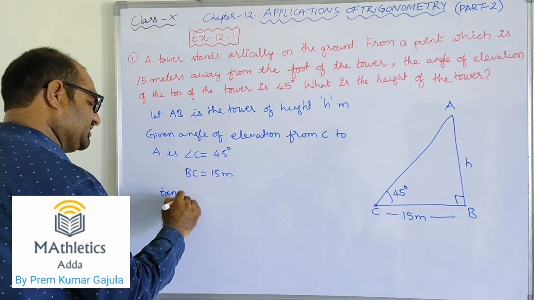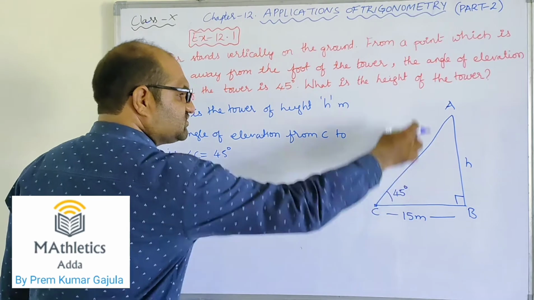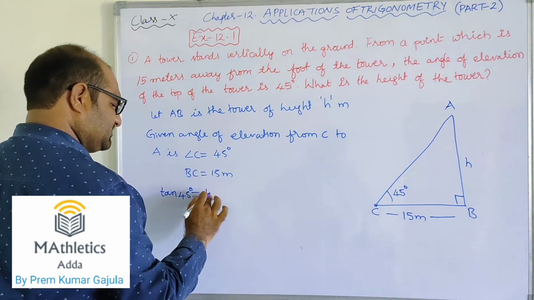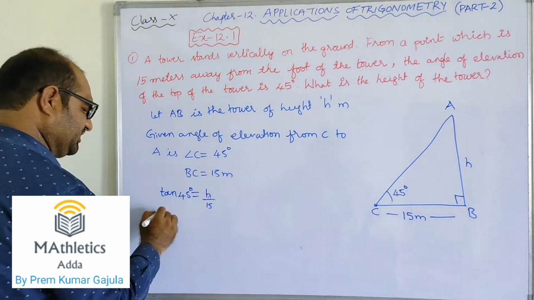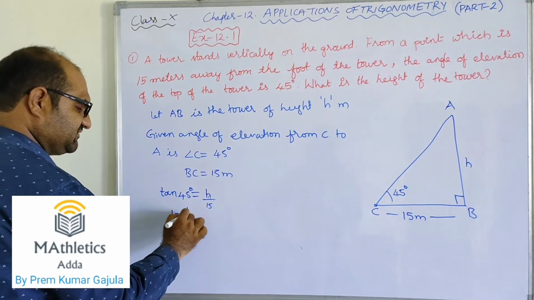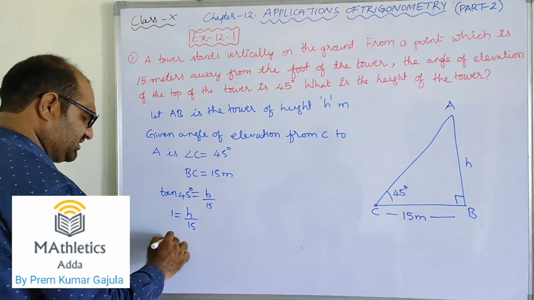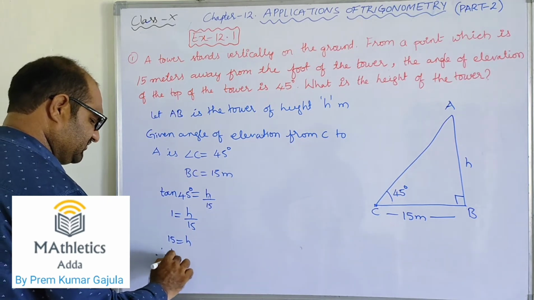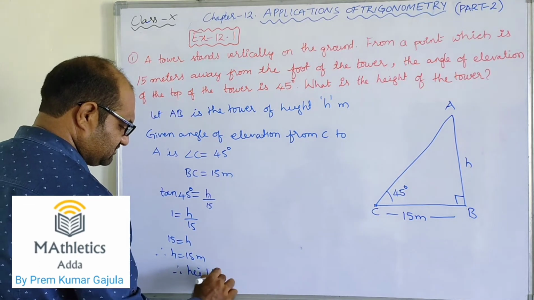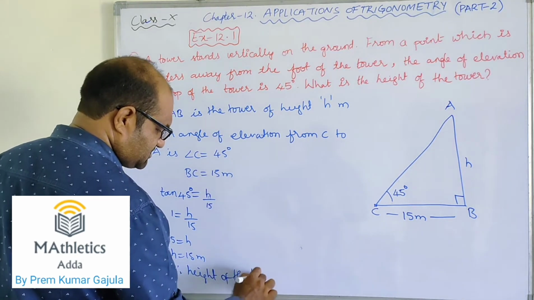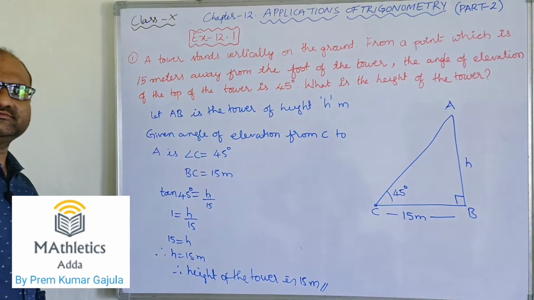So I am applying tan 45. We know that tan 45 is equal to opposite by adjacent. So opposite is what? H. Adjacent is what? 15. We know that tan 45 value is 1. So 1 is equal to H by 15. We want only H, so this 15 we have to shift to that side. So it becomes 15 is equal to H. Therefore H is equal to 15 meter. That is, the height of the tower is 15 meter. Completed.